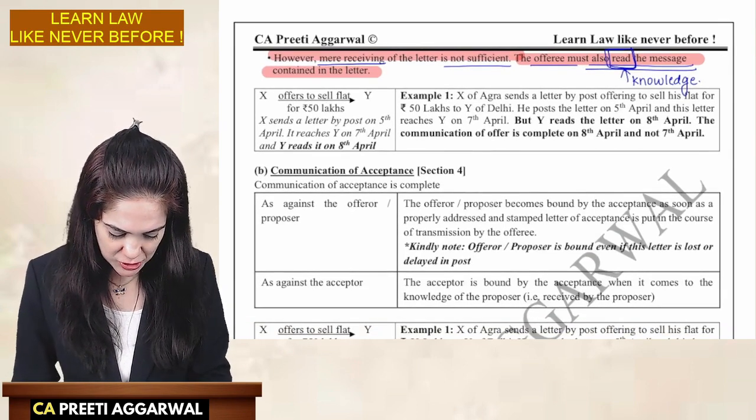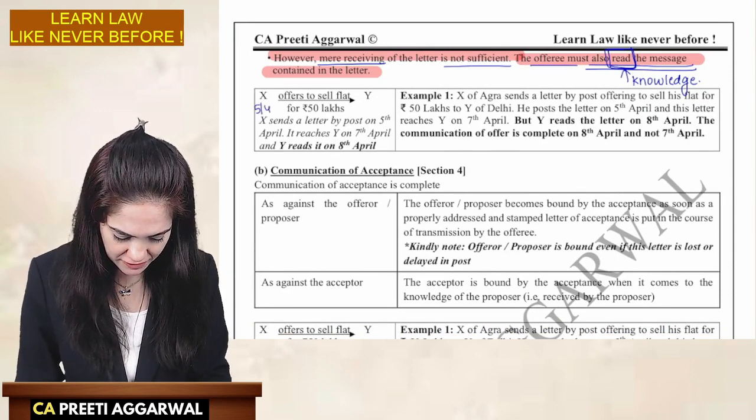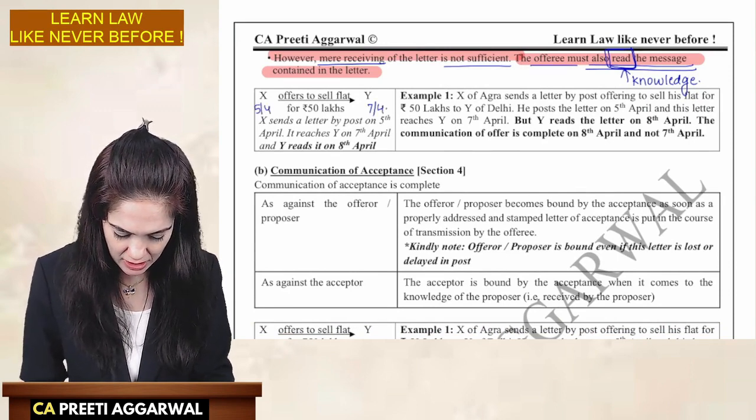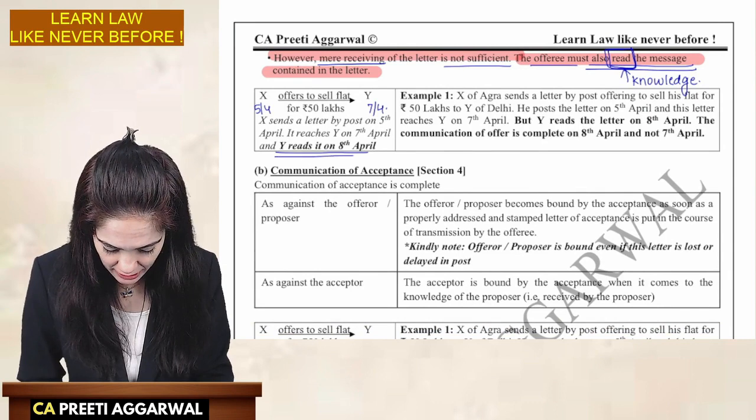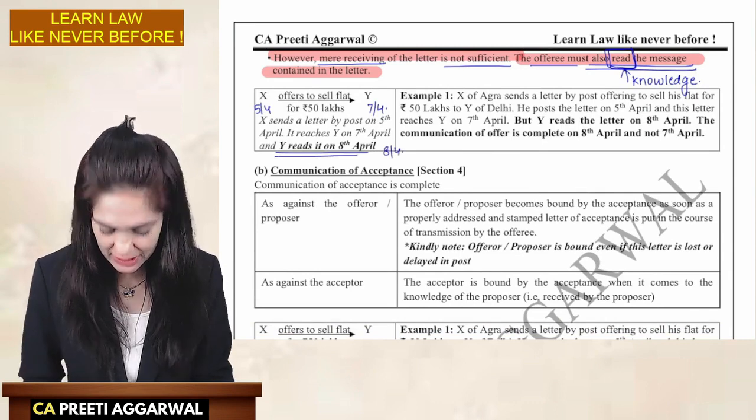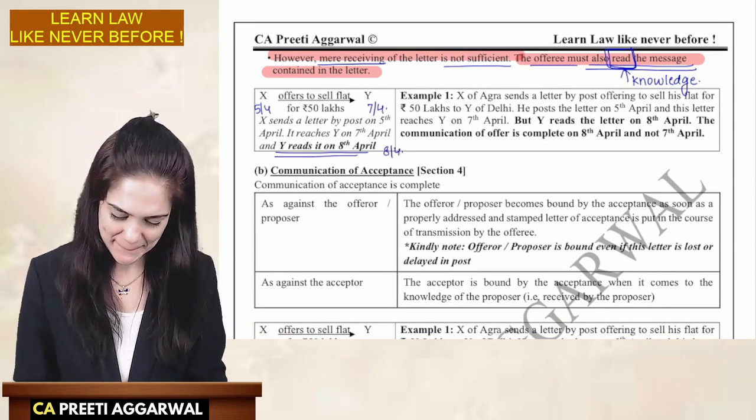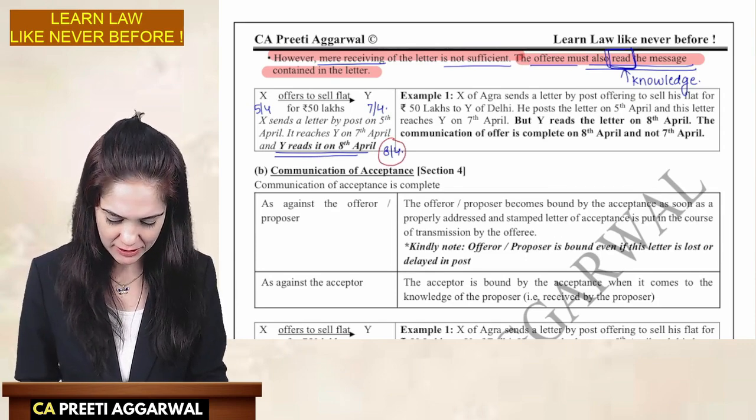Now, X offers to sell his flat. He posted the letter on 5th. It reached Y on 7th. But Y reads it on 8th. So when can we say that the offer is communicated? Offer is communicated on 8th.